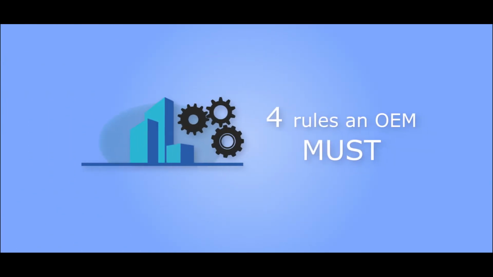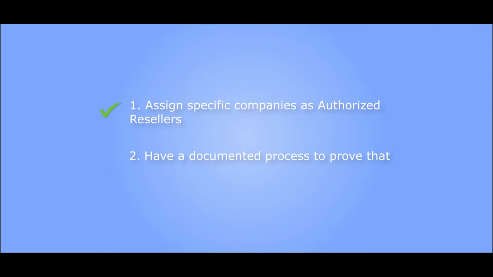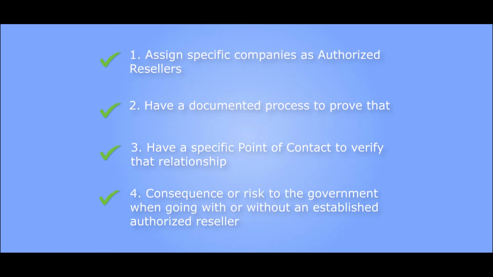SEWP identifies 4 rules an OEM must follow before becoming a part of the EARP. OEM must 1. Assign specific companies as authorized resellers. 2. Have a documented process to prove that. 3. Have a specific point of contact to verify that relationship. 4. There's a consequence or risk to the government when going with or without an established authorized reseller.